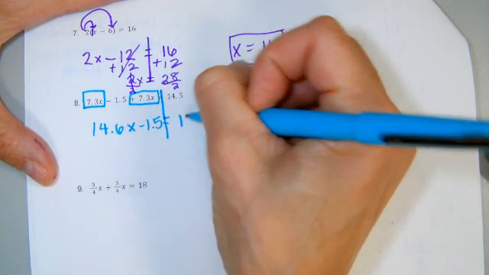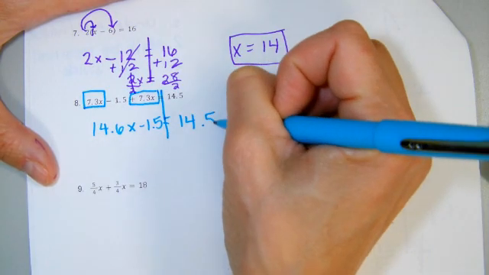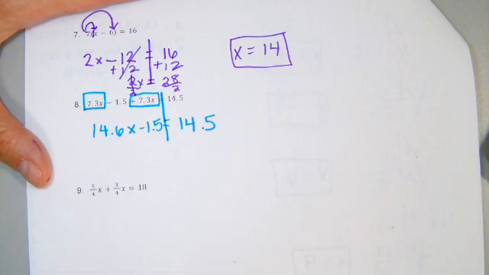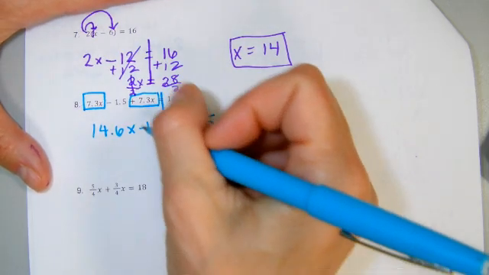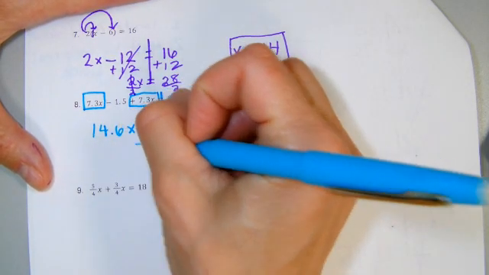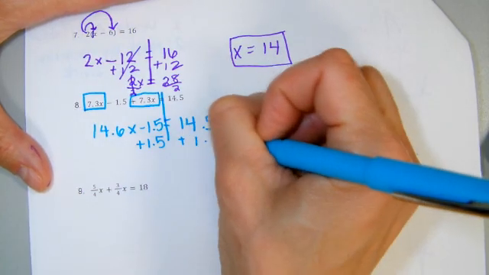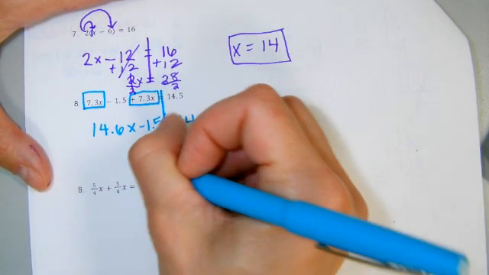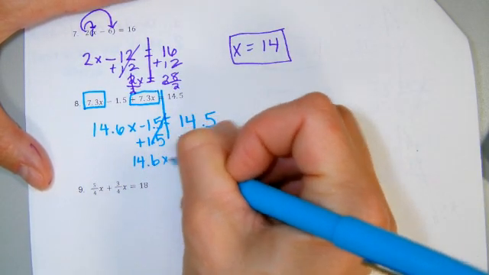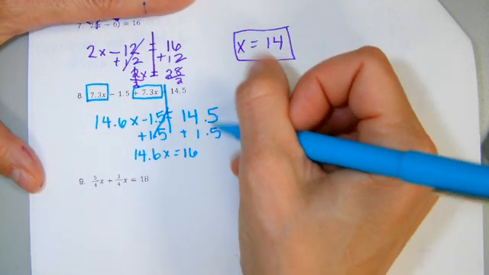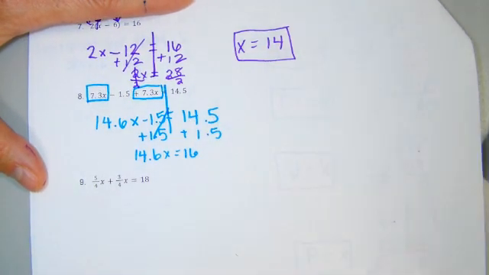Equals now 14.5. Okay, 1, 2, 3 terms. Now I start undoing adds and subtracts. So I'm going to undo that minus 1.5 by adding it to both sides. Okay, now I have 14.6x equal 16. 14.5 plus 1.5 is going to give you 16.